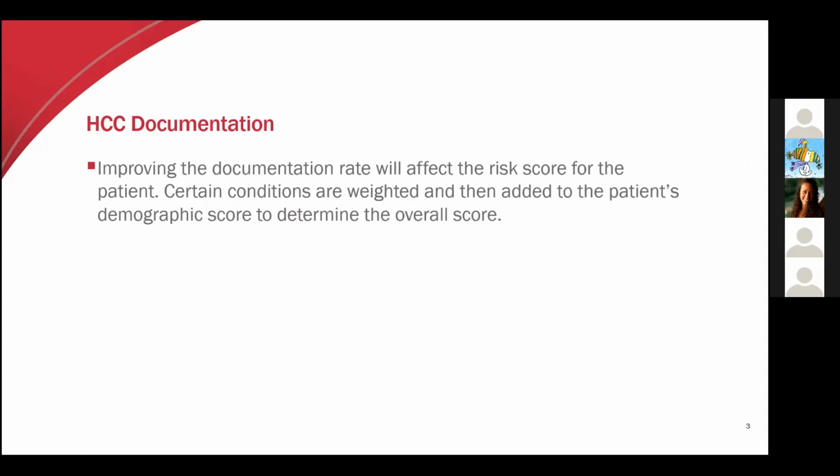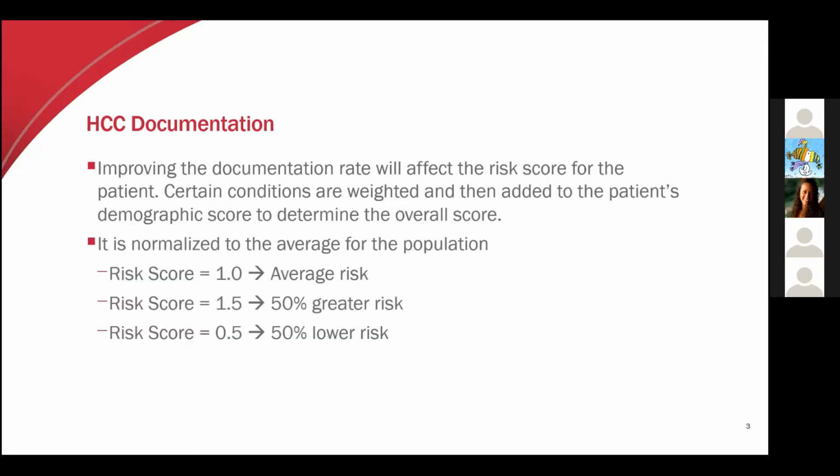Improving the documentation rate will affect the risk score for a patient. Each patient is assigned a risk score that is weighted and added to determine the patient's overall score. It's normalized to an average population. If you have a patient of average health risk, they'll have a risk score of 1. If they're at greater risk, they might have a risk score of 1.5. Patients can have risk scores much higher than that, 2.7, even up to a 12. And if they have lower than 1, they're considered at lower risk, so a healthier individual than the average.